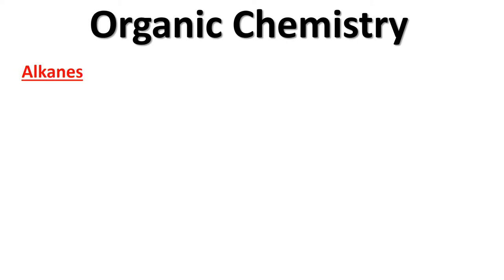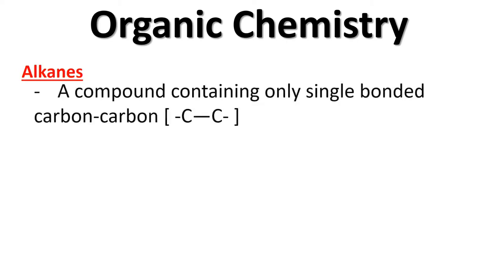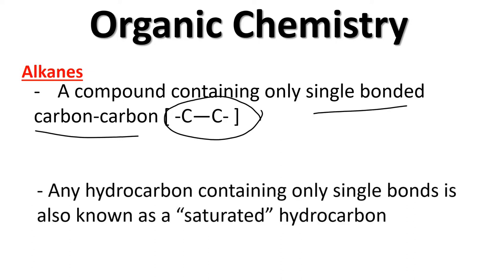So let's start with the alkanes, the compounds that have single bonded carbon-carbon. And so this is just the way I like to do it, showing that 2 carbons have bonded together. Any hydrocarbon containing only single bonds can also be known as a saturated hydrocarbon. So if you hear me say the word saturated, I'm talking about a hydrocarbon with single bonds.